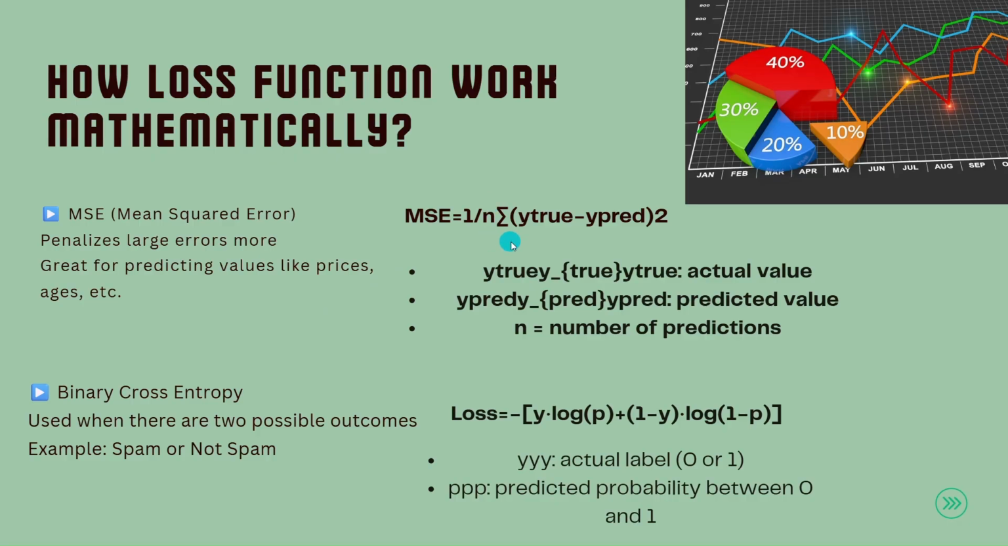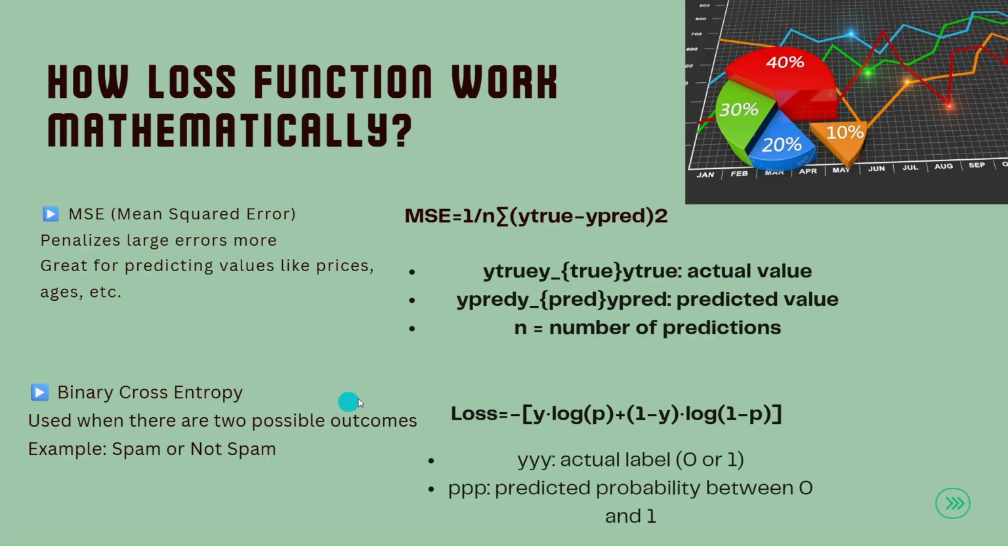Here it is 1 by n, sigma of (y true minus y pred) whole squared. Y true is called the actual value, and y pred, which is the y prediction, is called the predicted value. And here n is the number of predictions we have to calculate.